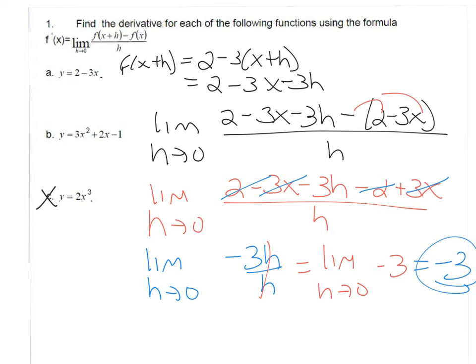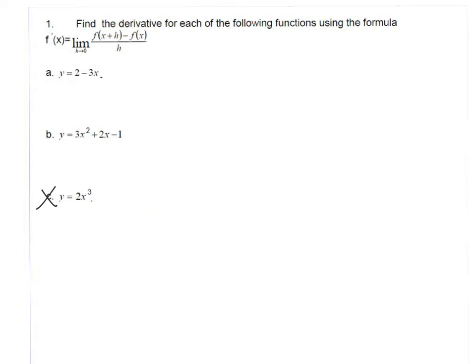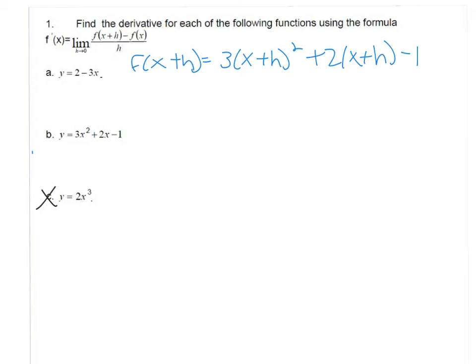And now for B, we have to find f of x plus h. And just before I keep going, I know with our shortcut, our answer is going to be 6x plus 2. So I just want to write that so I make sure that's what we get to. X plus h squared is x squared plus 2xh plus h squared.